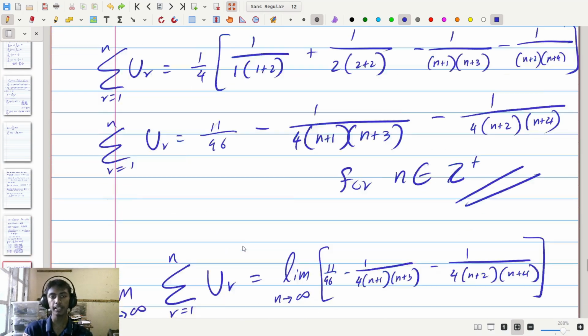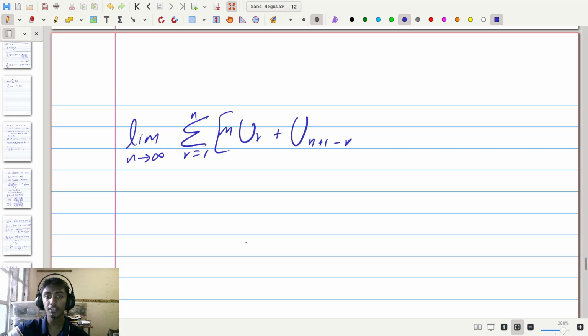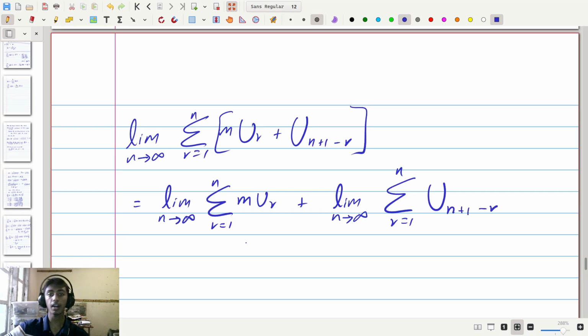So let's go down and do exactly that. Going down here, the limit as n approaches infinity of the sum as r goes from 1 up to n of m times u of r, plus u of n plus 1 minus r, is going to be equal to the limit as n approaches infinity of the sum from r equals 1 up to n of m times u of r, plus this bit, which I'm actually going to take into another limit: the limit as n approaches infinity of the sum as r goes from 1 up to n of u of n plus 1 minus r.